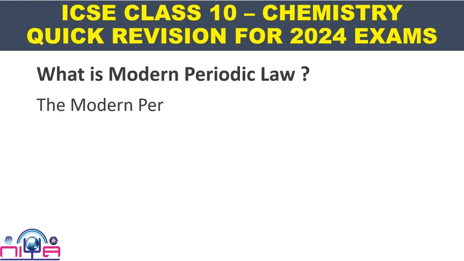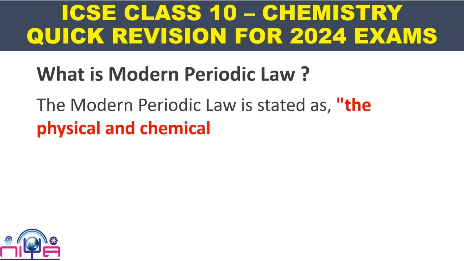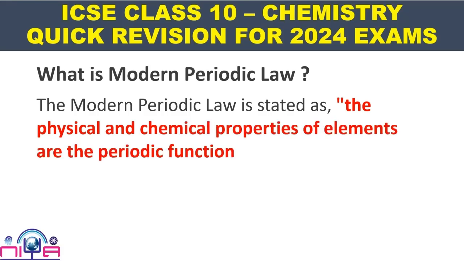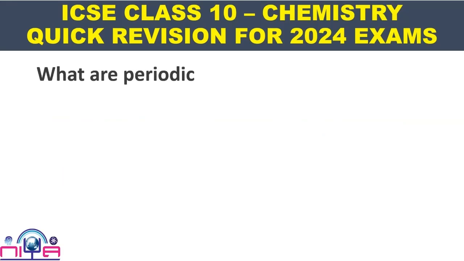What is modern periodic law? The modern periodic law is stated as, the physical and chemical properties of elements are the periodic functions of their atomic number.